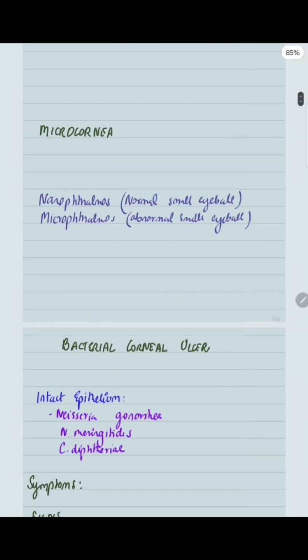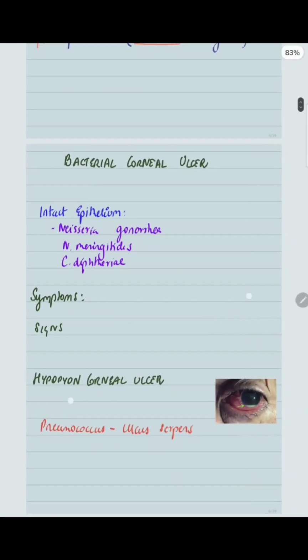Next is microcornea, that is when the horizontal diameter is less than 10 mm since birth. It is rarely associated with nanophthalmos. Nanophthalmos is a normal small eyeball, while microphthalmos is an abnormal small eyeball.